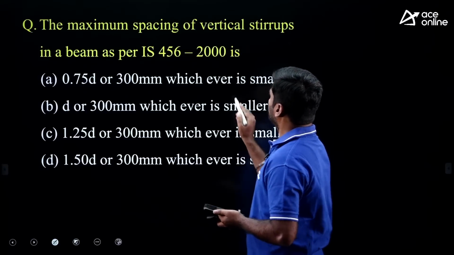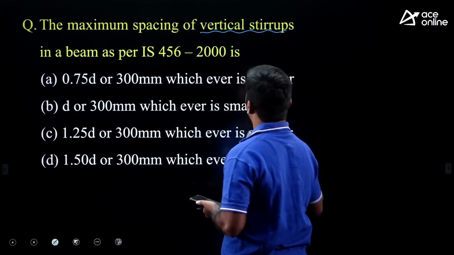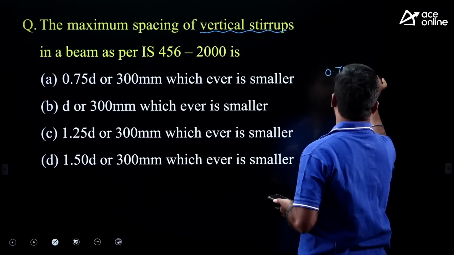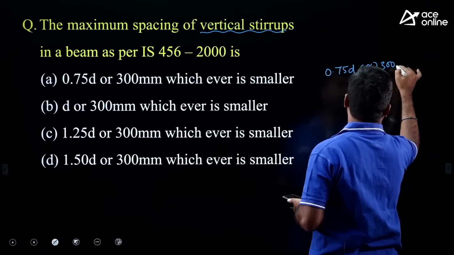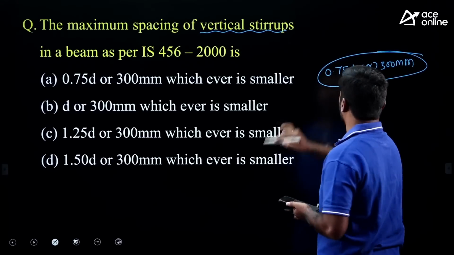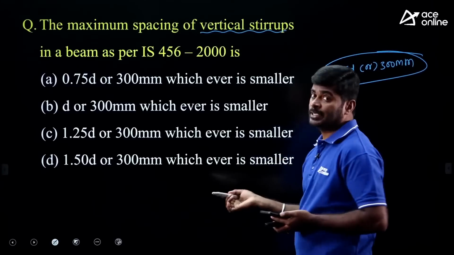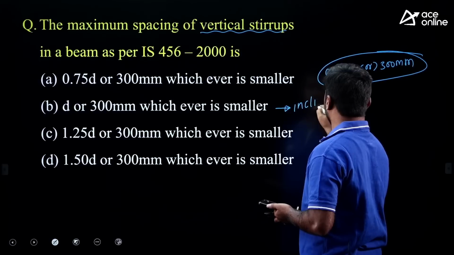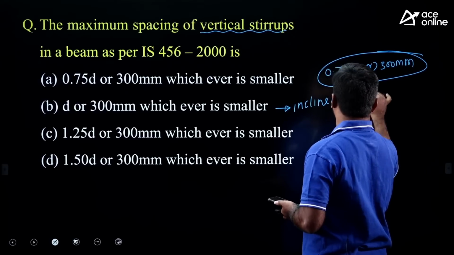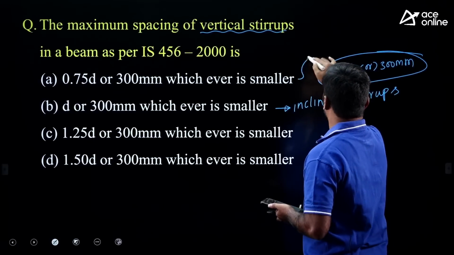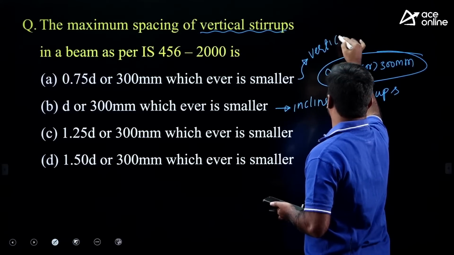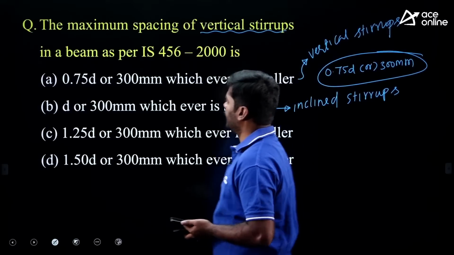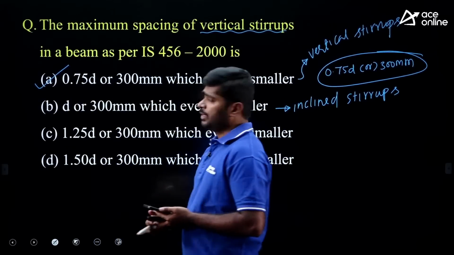So, here they asked for vertical stirrups. For vertical stirrups, maximum spacing should not be more than 0.75D or 300 mm, whichever is smaller. For inclined stirrups, D or 300 mm, maximum spacing. For vertical stirrups, 0.75D or 300 mm. Option A is correct. Then move to next question.